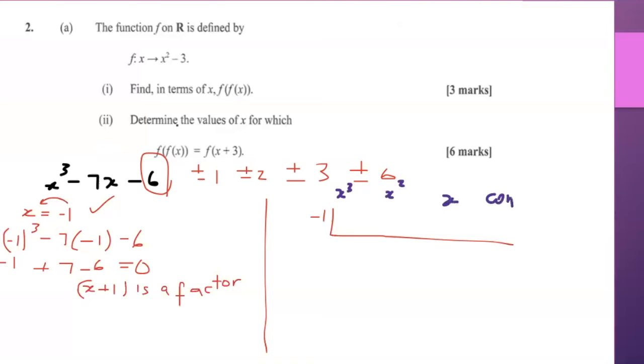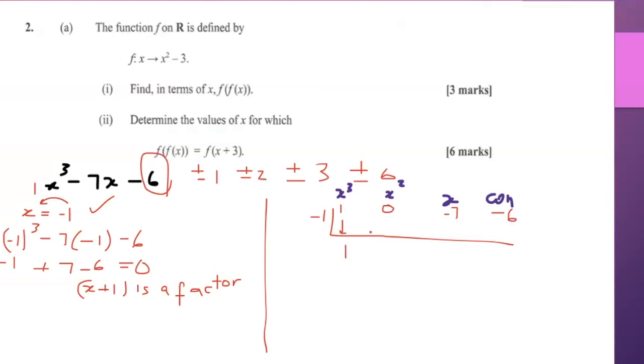Now you realize I have x squared, but there is no x squared, so in that position I will put a 0. So the coefficient of x cubed is a 1. There's no x squared, so that's why I have 0. The coefficient of x is negative 7, and my constant is minus 6.